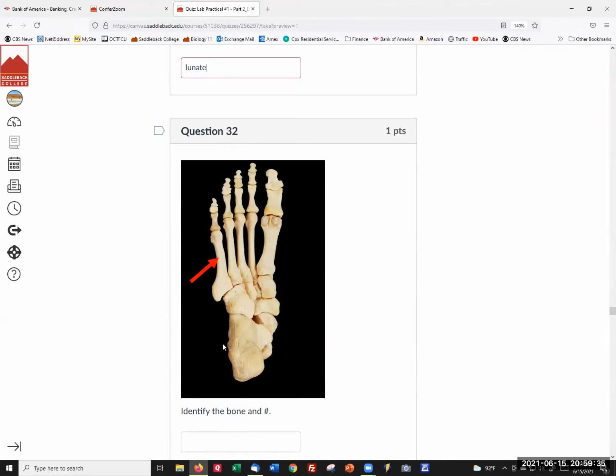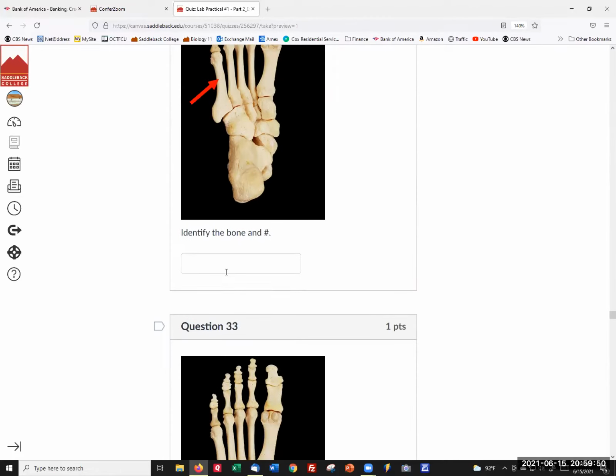On the foot, okay, so we are jumping around in this test anyway. On the foot, little toe, 5th digit, metatarsal 5. Way too easy to mix up the words tarsal and carpal. Be careful.